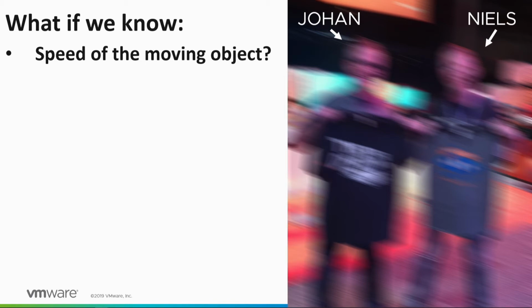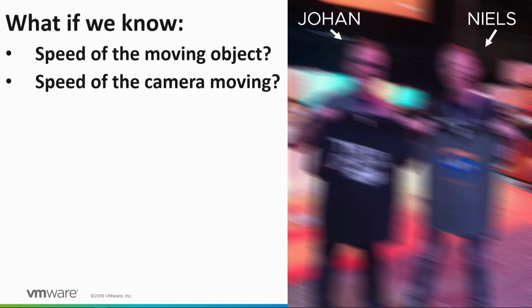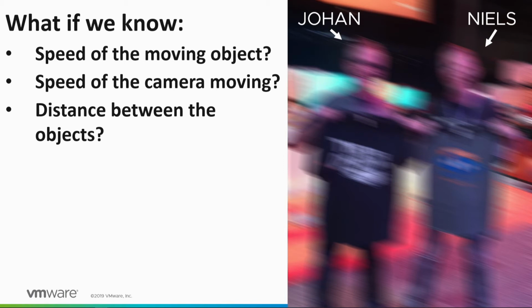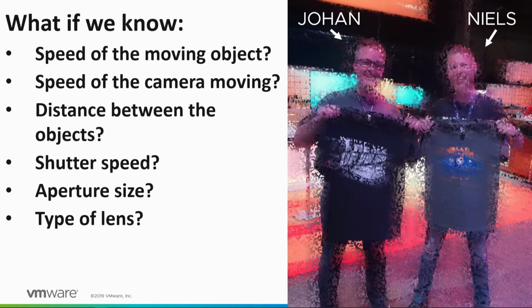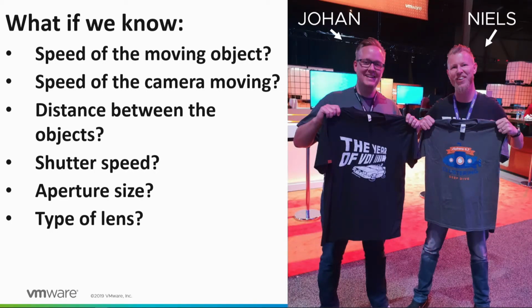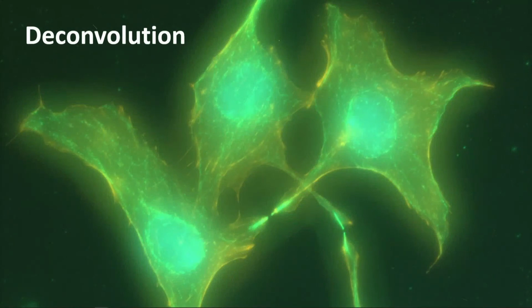So what if we know the speed of the moving objects underneath the microscope, or in this case, the two big lumps. And we also know the speed of the camera that was moving. And we know the distance between the objects, in this case between me, Niels, and the camera. And what if we also know the shutter speed of the camera that was taking the picture, and the aperture size, the type of lens, or in case of a microscope, the type of microscope and the type of objective that was in the microscope. Then suddenly, that is not me, and that is not Niels. This whole process is what we call deconvolution.